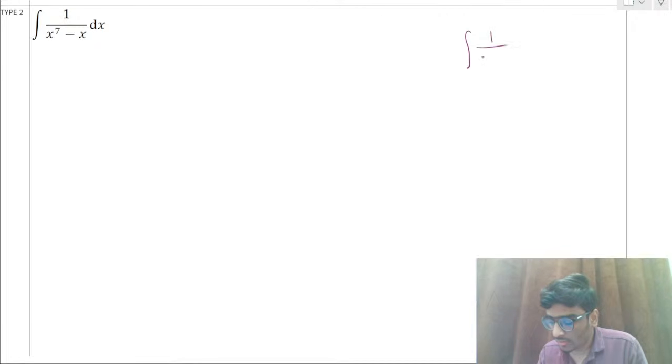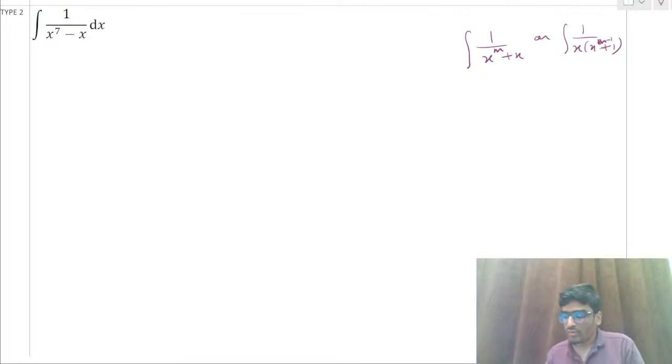Whenever you encounter this type of formula, x raised to the power m plus x, or it may appear in this form, 1 upon x raised to power 6, or we can say here the power can be m. So we can write x^m minus 1 plus 1. So what we are going to do, we are going to divide this power by x raised to m minus 1.